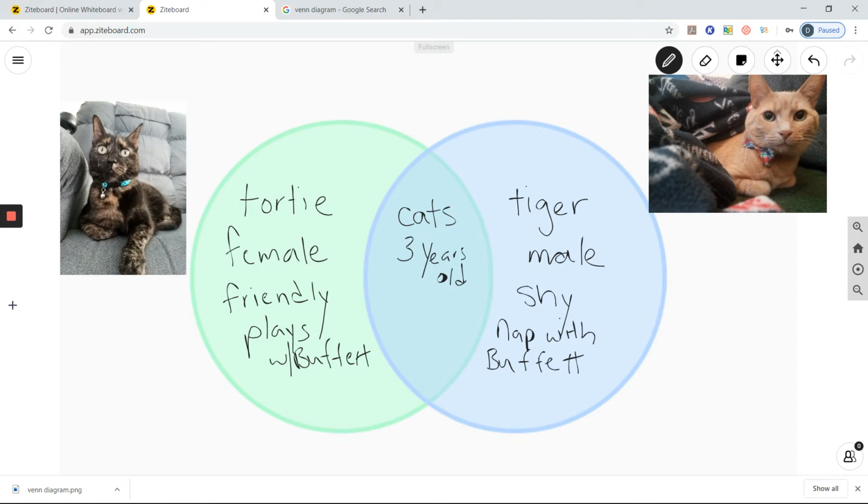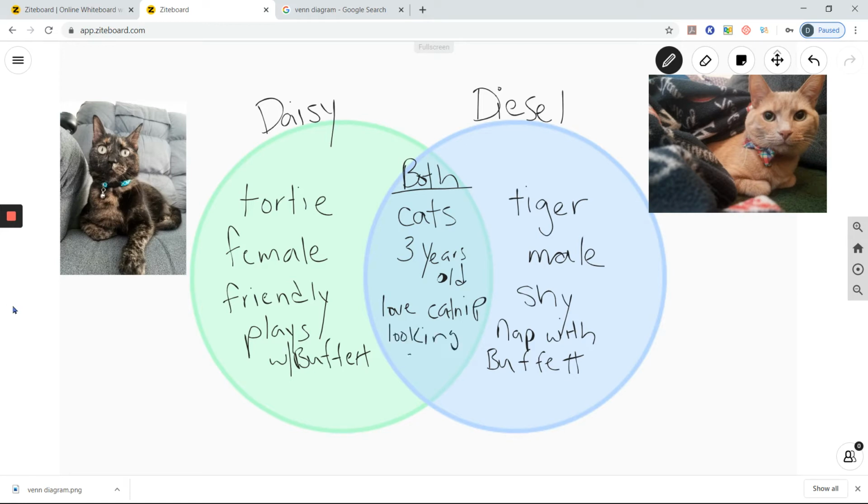The outer portions of the circle are for ways that they are different. On this side, we were talking about ways that Daisy was different, and on this side, we're talking about how Diesel is different from Daisy. But in the middle, this part of our graphic organizer is where they have some similarities. So they're both cats. They're both 3 years old. They love catnip. And they like looking out the window. Those are some ways that they are the same or similar.